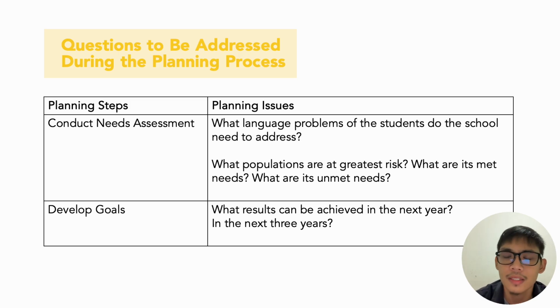The second step is developing goals. In this step, we ask the question, what results can be achieved in the next year, or what results can be achieved after the implementation of the program? And if we plan to implement the program for a period of time, like 3 years, what do we expect as results after the 3 year implementation? Do we expect a specific trend? Do we expect an increased trend? Do we expect an evaluation that would identify the weaknesses of the program that we can improve for the next 3 years of its implementation?